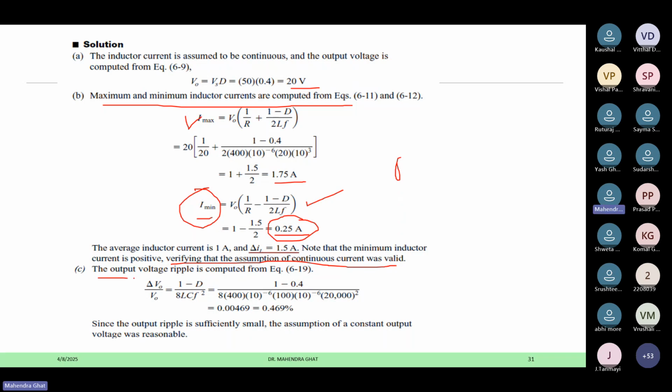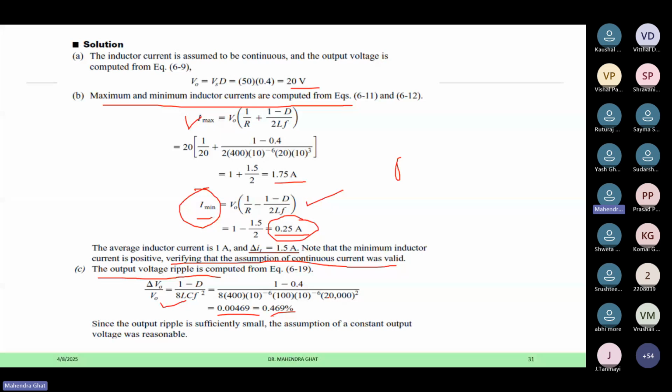Now one is asked as the voltage ripple. Again, we have the equation: voltage ripple ΔVo/Vo is equal to (1 minus D) / (8LCf²). So 1 minus 0.48, 400 microhenry is given, then C is given as 100 microfarad and frequency is given as 20 kilohertz. If you calculate this and multiply, you will get this value as a percentage. So this is the ripple.